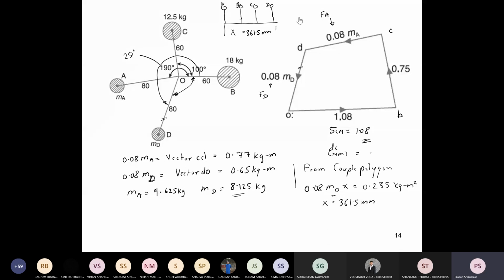Those students who are getting quite a different value, what values are you getting? Sir, I got the value for mass of A as 11.07 kg, and mass of D as 5.94. No, you have not constructed the polygons accurately.